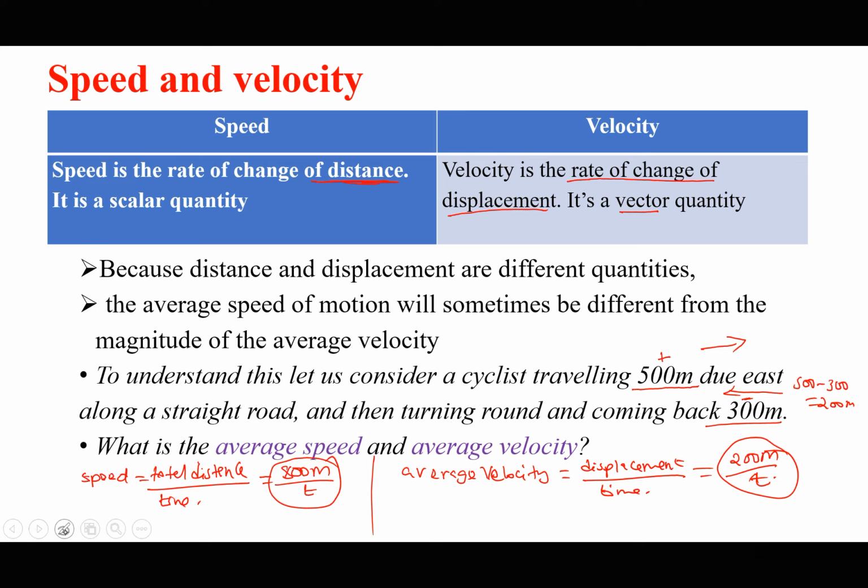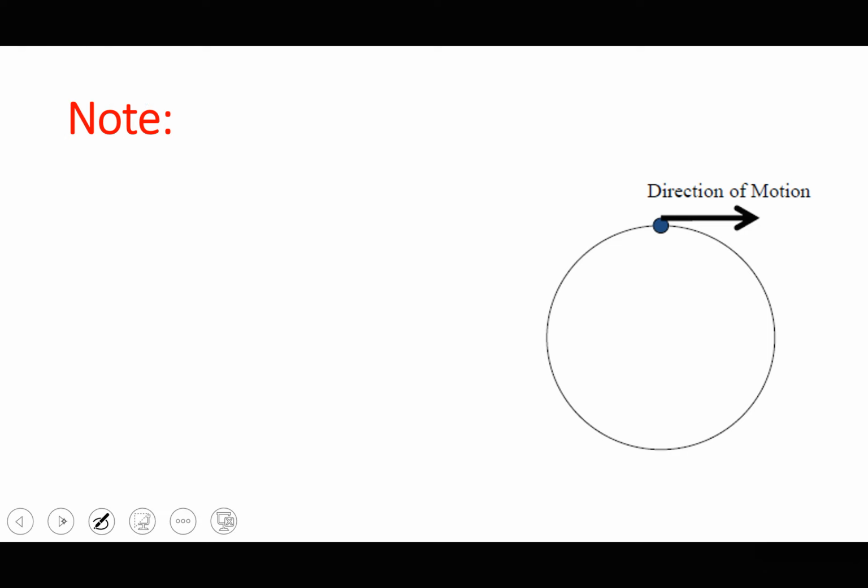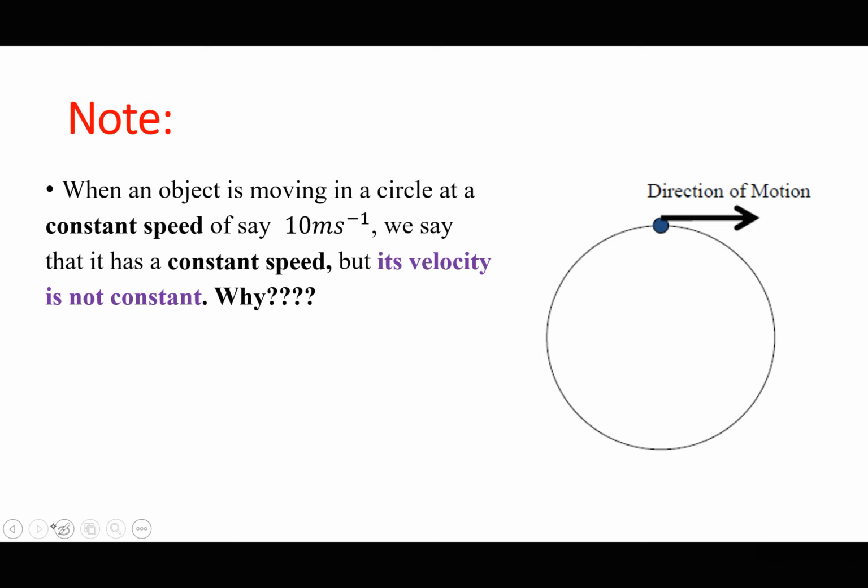Okay, more example. When an object is moving in a circle at a constant speed of say 10 meters per second, we say that it has a constant speed, but we can't say that it has a constant velocity, not at all. The reason is because remember speed is a scalar quantity and it could be the magnitude part of velocity. Any object moving in a circle keeps changing direction.